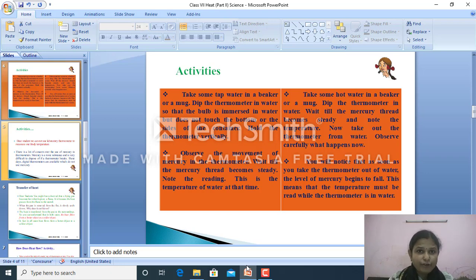So we should see it carefully, that you can hang it by using a thread. The thermometer should be immersed in water, and it should not touch the bottom as well as the side of the container, and we should hold it vertically, straight we should hold it.